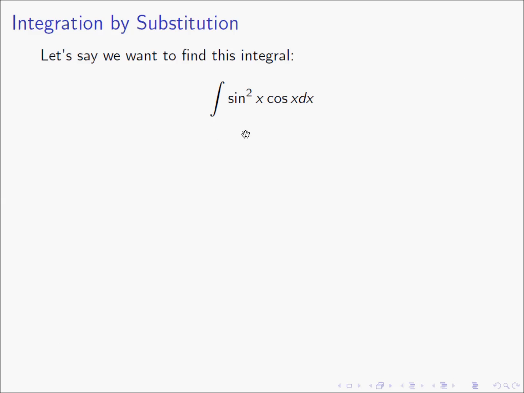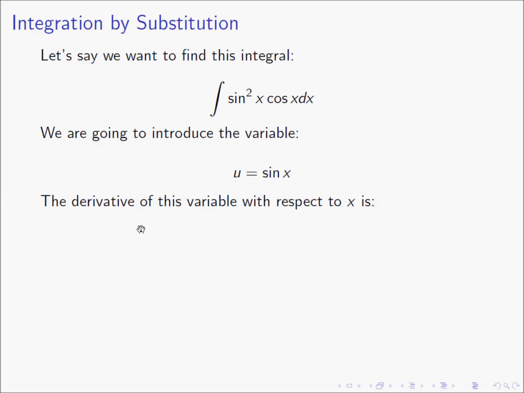Let's begin with an example. Let's say that we want to find this integral: the integral of sine squared of x times cosine of x dx. We're going to introduce another variable. Here our variable is x, and we're going to introduce another variable u that will equal sine of x, and the derivative of u with respect to x, du dx, equals cosine of x. That's the derivative of sine of x.